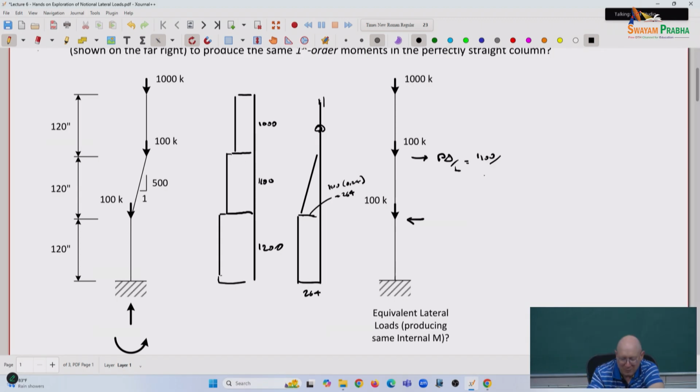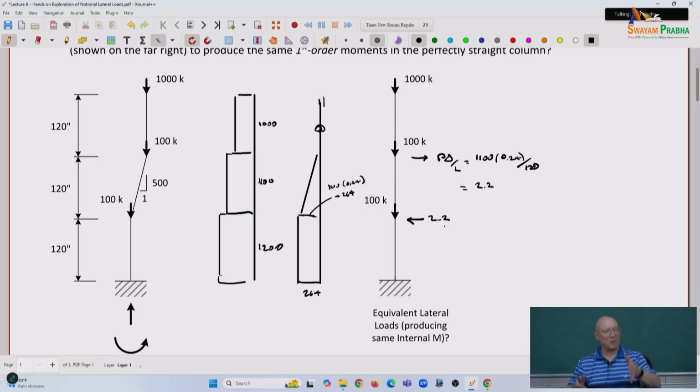1100 times... all right, that's a bad 1100, but oh my goodness. Come on, give me a second. All right, 1100, then that times delta, 0.24 over L. That's a story height, 120 here. So my P delta shear is 2.2, equal and opposite. That's a P delta shear. It's not a notional load.